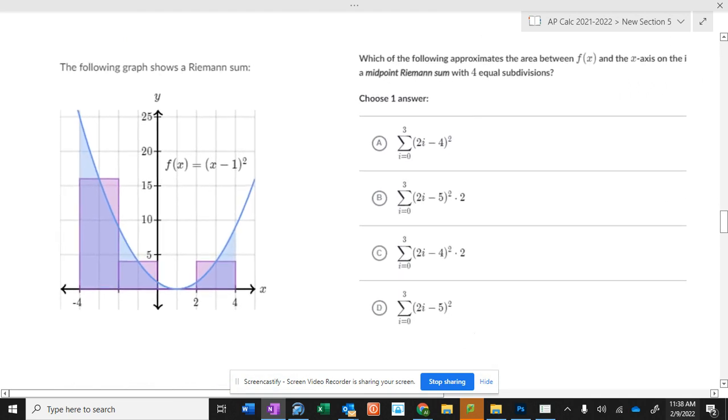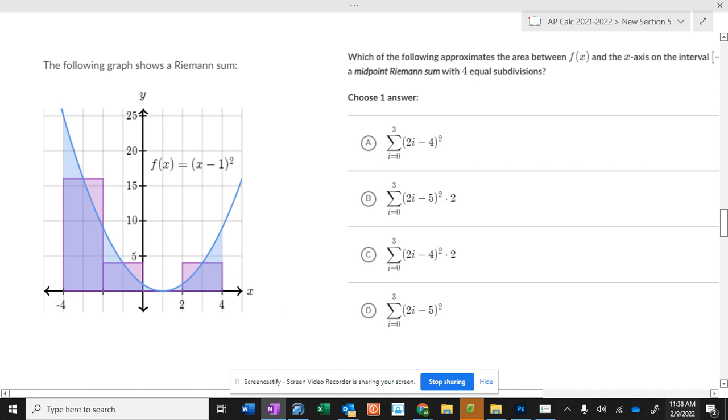That's midpoint for sure. Absolutely, Trey. It is midpoint. Okay, the rectangles are wide. So this is -3, this is -1, this is 1, this is 3. How many rectangles are there? 4. You don't see the middle one, but there's 4 rectangles there. So we go from 0 to 3. We're good there, so all of them are still in play. How wide are the rectangles? 2 wide.